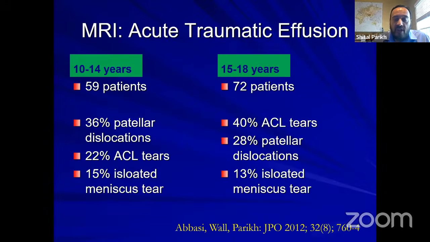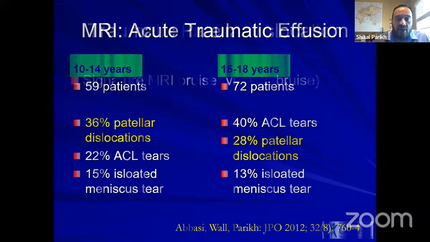MRI is really important, especially when the patient has an acute traumatic effusion. And when we looked at MRI in more than 100 patients, what we found is that in a younger age group, the majority of the time, you would have a patellar dislocation if the patient has an acute traumatic effusion. And in the older age group, the majority of the time, it's an ACL tear. But patellar dislocation is not that uncommon. So at least 1/3, on average, of the patients with an acute traumatic effusion would have a patellar dislocation.